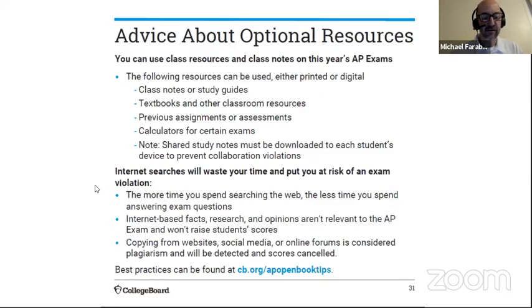In terms of how to take an open book, open note exam, you can go to cb.org/AP open book tips and get information about how to prepare. I would strongly encourage you to have your study guides and resources available to you if you need to refer to them. It's good practice, as you're watching these AP Chemistry virtual lessons, to make a summary of the different units and the different important concepts.